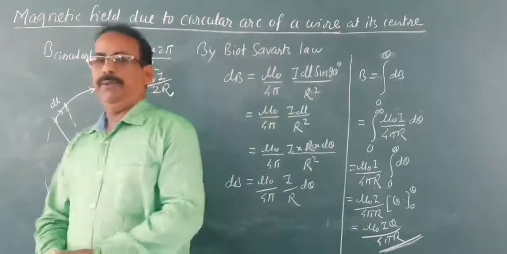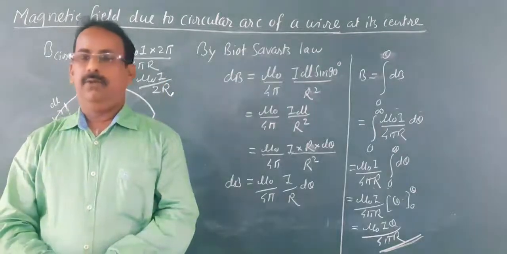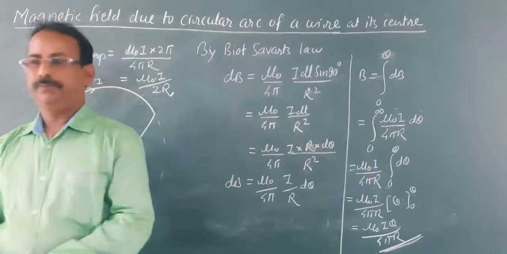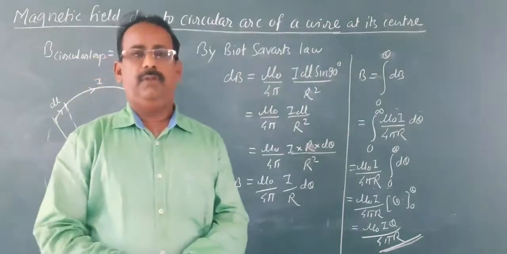This is the magnetic field produced by circular arc at its center. Next part I will explain in next video.